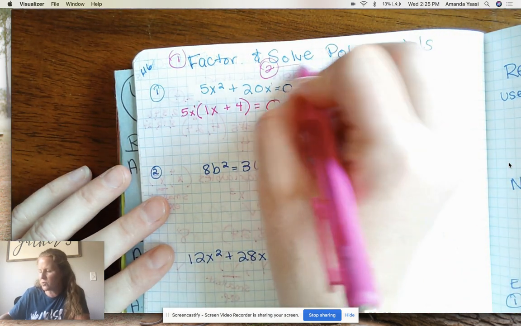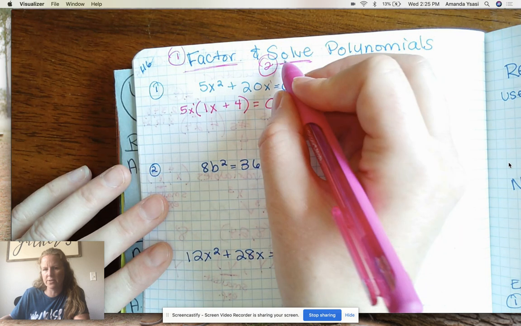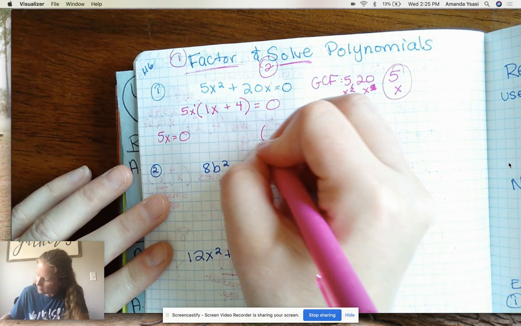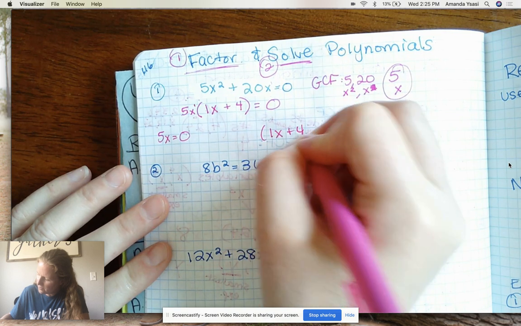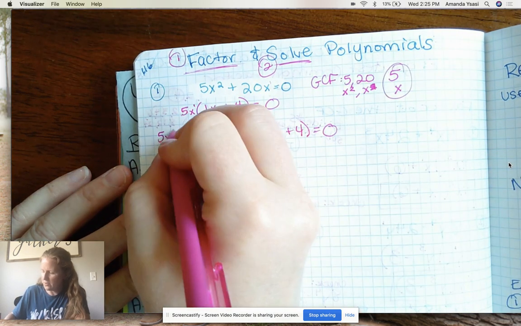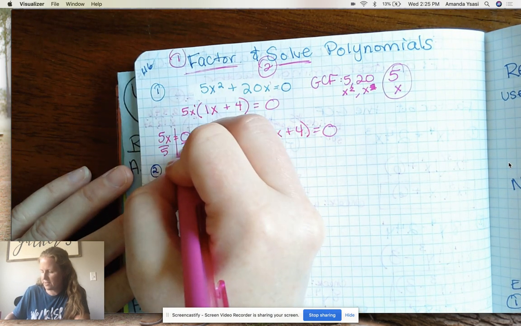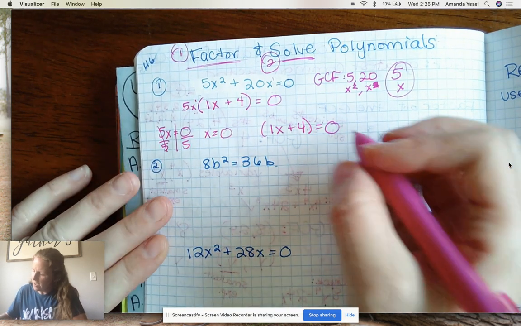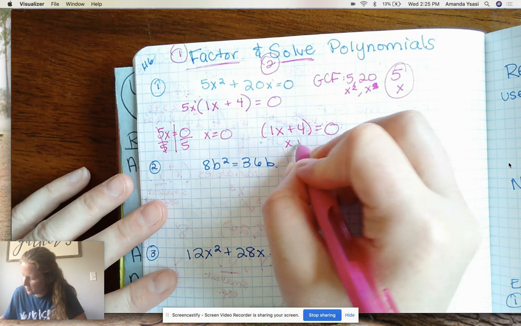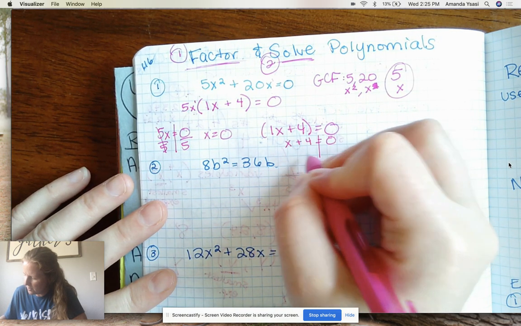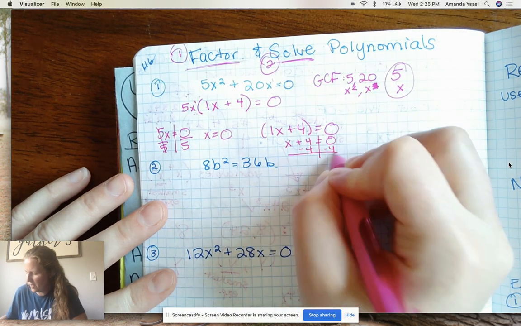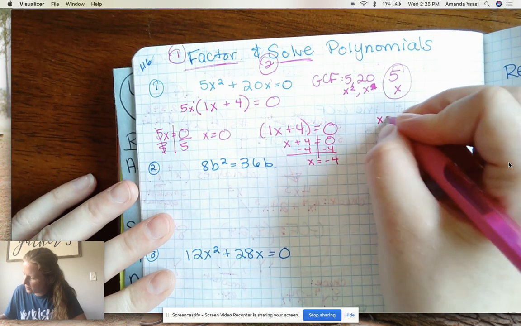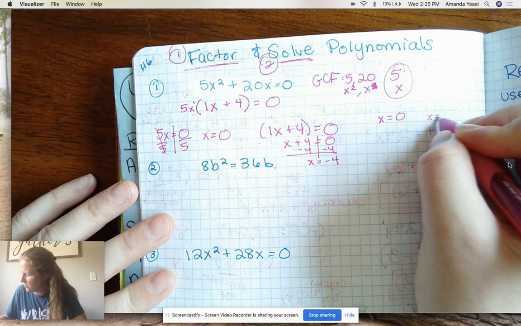And now to solve, so we did our factoring. Now we're going to solve. Set each one equal to 0. So I'm going to divide by 5 on both sides. So x equals 0. And then this one, I really should have just written x plus 4 equals 0. Minus 4 minus 4. X equals negative 4. So my two solutions are x equals 0 and x equals negative 4.